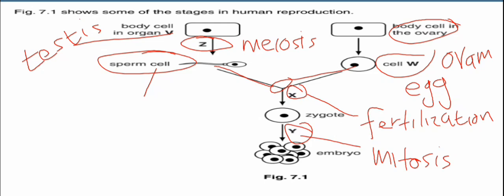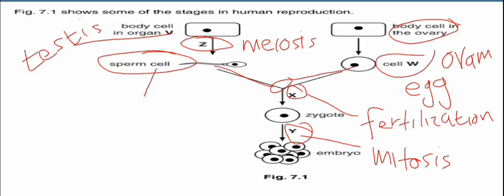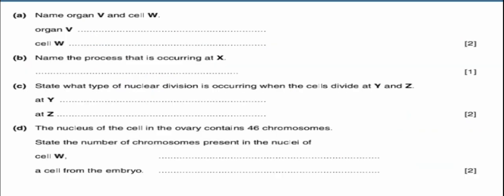Okay, so let's try to answer the questions. The first question, which is question A, is saying, name organ V and cell W. So organ V is going to be called the testis. Cell W is going to be called the egg or the ovum. Then B, name the process that is occurring at X. So at X, at this point here, this one is called what? Fertilization. Not implantation, but fertilization. So X, it is fertilization.